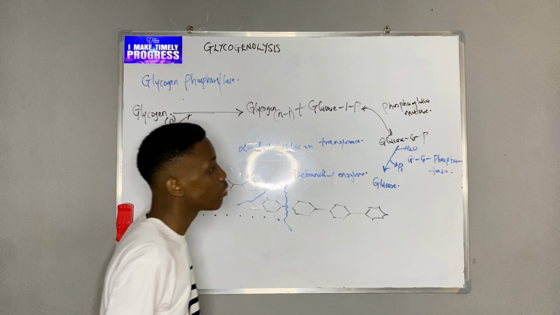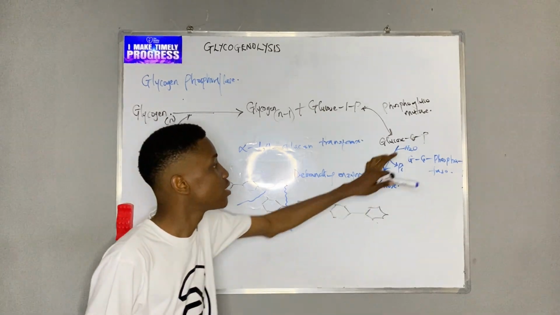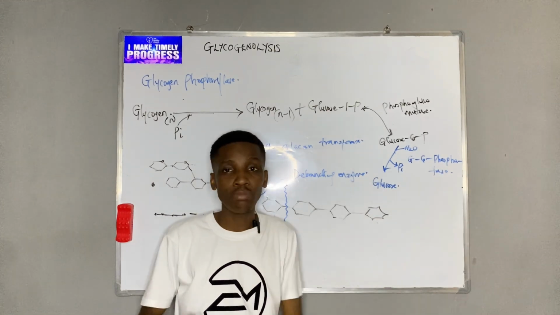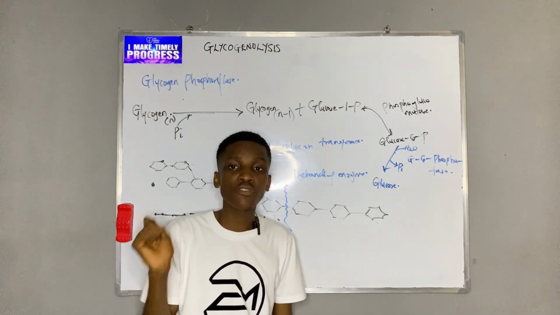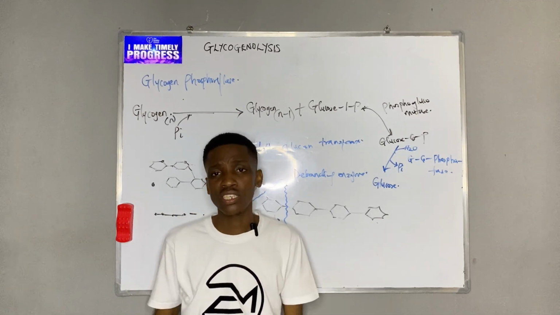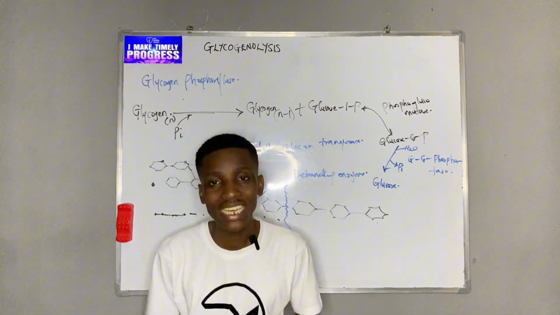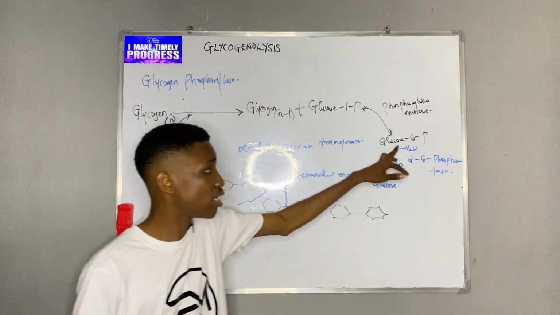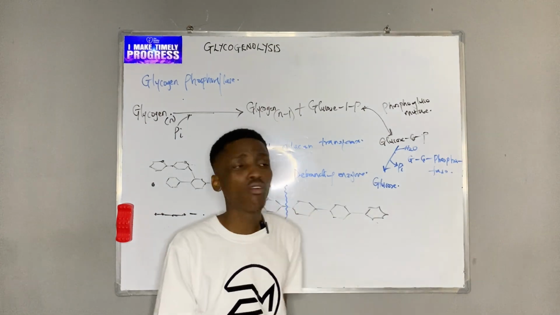So that is that. Whereas in skeletal muscles, these glucose 6-phosphates cannot be broken down because this enzyme is absent. Rather, glucose 6-phosphate is used straight into glycolysis. So that person that was running in need of energy will just use the glucose 6-phosphate at once for glycolysis.